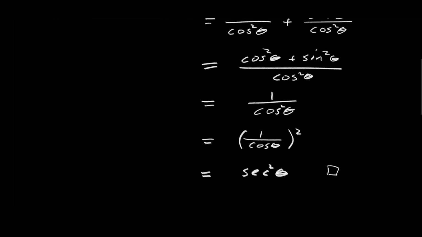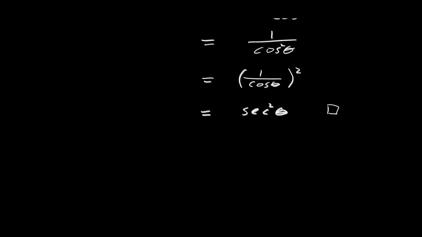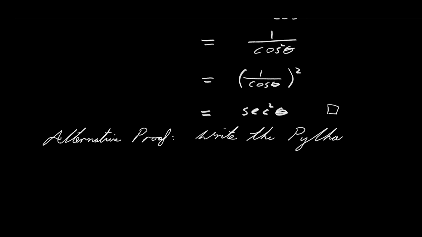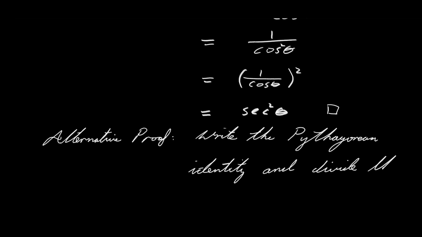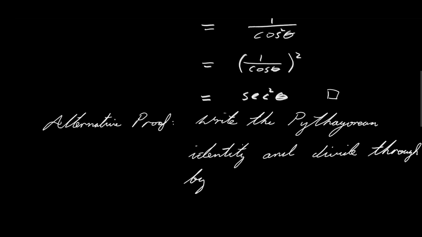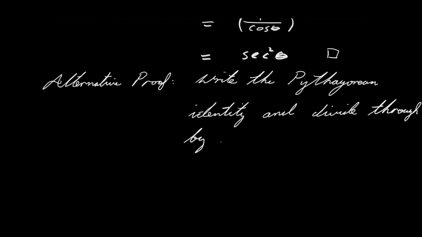All right. Now, that's how it's more commonly proved, but you might like this proof better. So, alternative proof. Write the Pythagorean identity and divide through by, what should I divide through by? The cosine of theta squared.